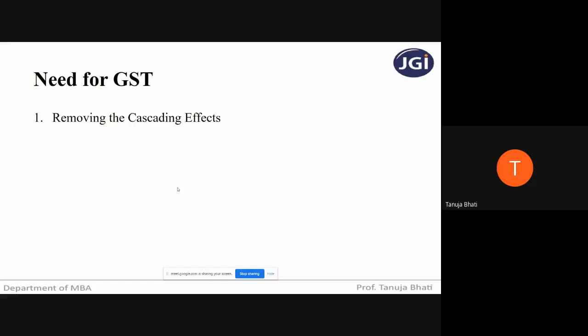First is to remove the cascading effects. Now, when I say cascading effects, what do you mean by cascading effects? Cascading, repetitive. Correct. Cascading, very good. Cascading effect is nothing but, in the best language I can describe it, a tax on tax. So earlier, there used to be tax on tax and tax on tax. Let me give you all one example.